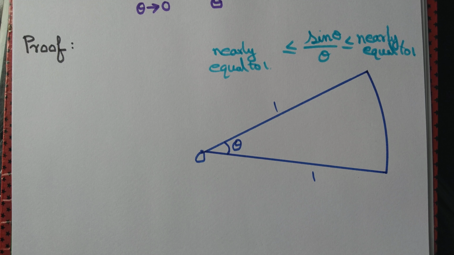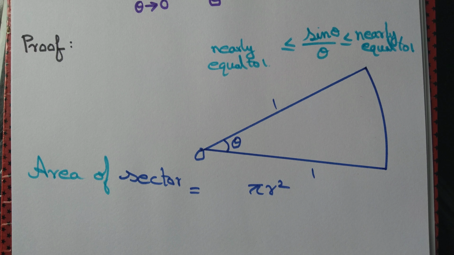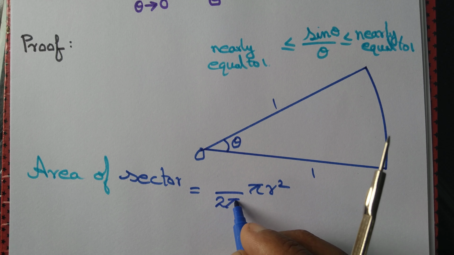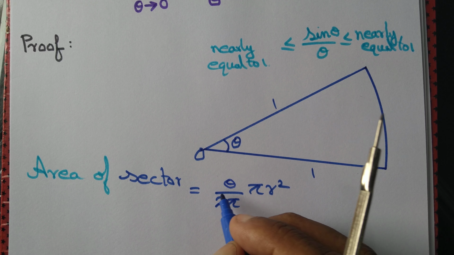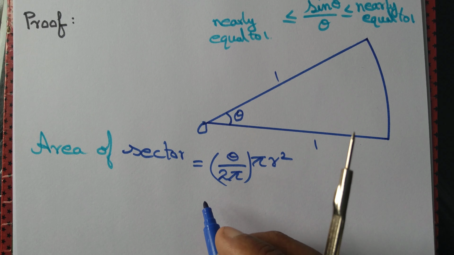Area of sector equal to pi r square, that's the area of the circle. If we make 2 pi radian, then we get the complete circle. So theta by 2 pi times pi r square, and that's simply equal to half theta r square. So far so good, but we got r equal to 1. So this is just equal to theta by 2. Area of sector is exactly equal to theta by 2. Okay, we got some expression involving theta, but we need sin theta as well.